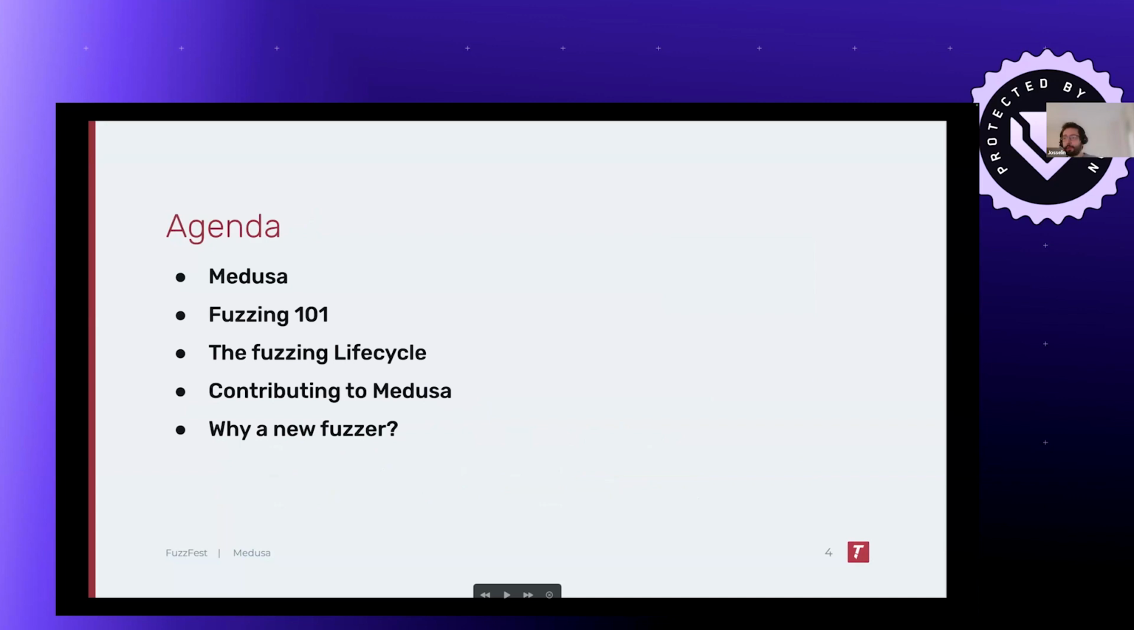So today is about Medusa. I'm going to give a quick introduction into the tool. I'm going to give you some insight into what's a fuzzer, what are the different techniques, what are the different categories of fuzzer. Then we will go a bit more into detail into how Medusa works and its fuzzing lifecycle. We will discuss a bit how to contribute to Medusa. And finally, I'm going to answer a couple of questions on a topic that I've seen people asking about, which is why we are building a new fuzzer and what the difference is between Medusa and Echidna.